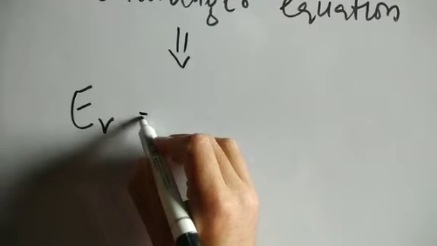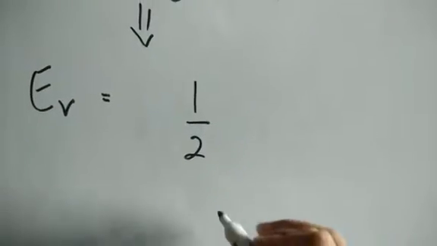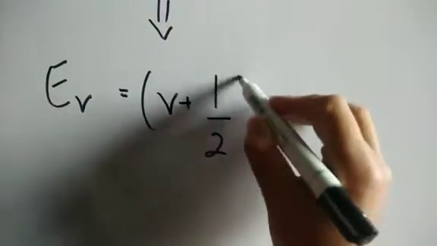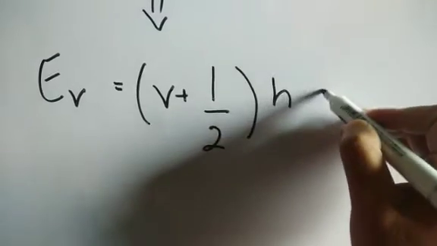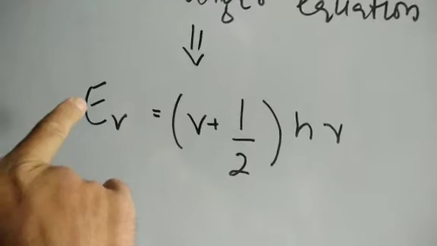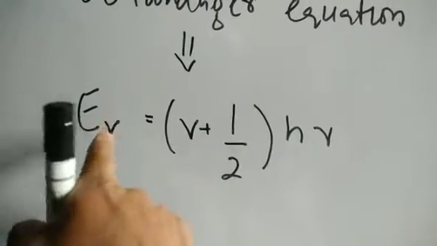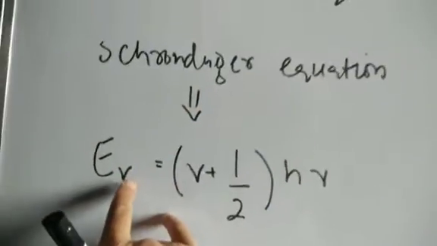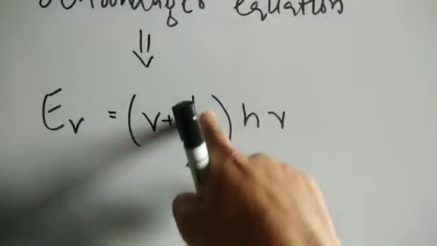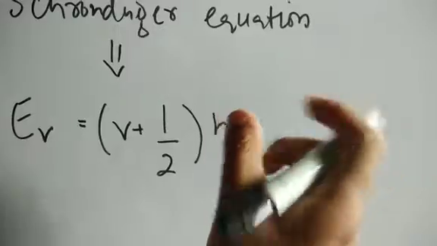So that's given by (V plus 1 by 2) h nu. So this is the energy of vibration, the energy of the molecule in a particular energy state. V stands for the quantum number. Just like in rotational spectroscopy we had J, here it is V, the vibrational quantum number. h is Planck's constant, and nu is the frequency of the vibrating molecule with which it vibrates.